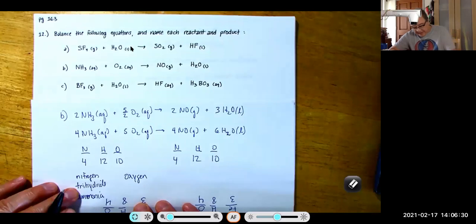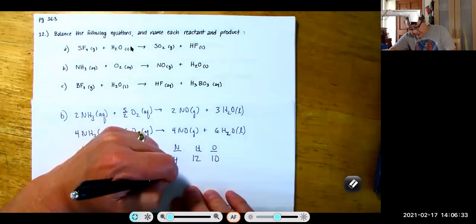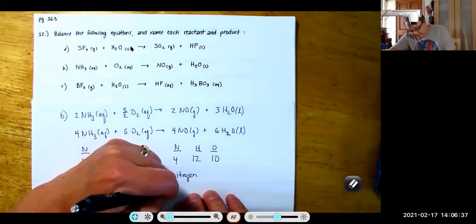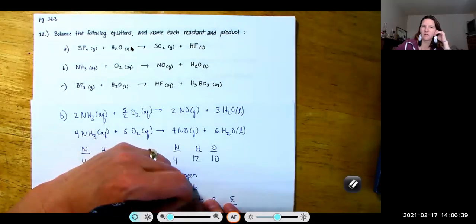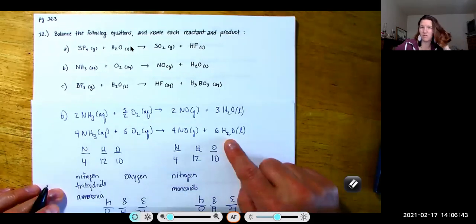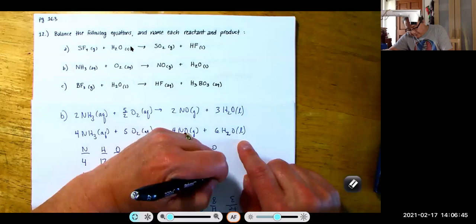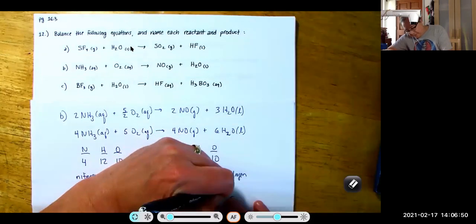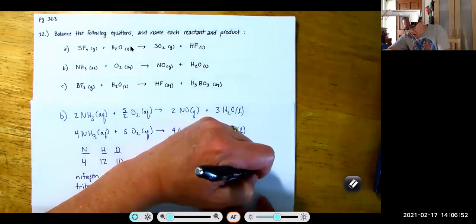What do you call this guy? Nitrogen. And you have to use a prefix for the second element, monoxide. And how about this one? Dihydrogen monoxide. We could call it water.